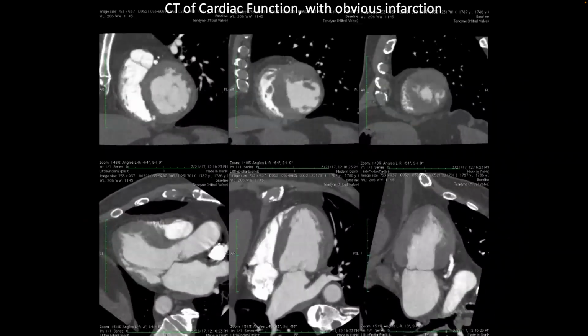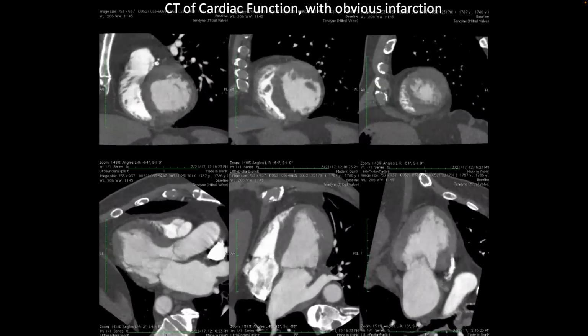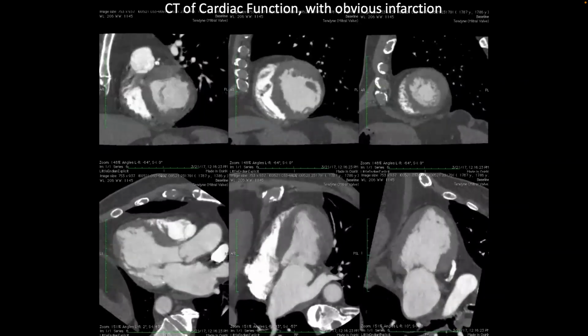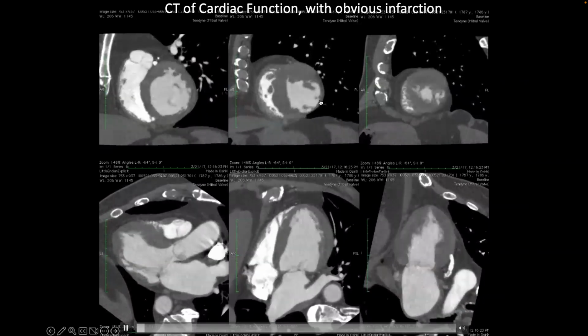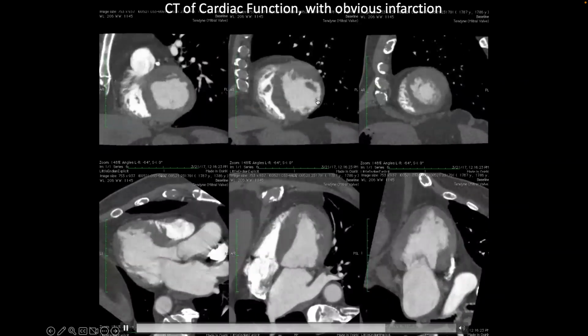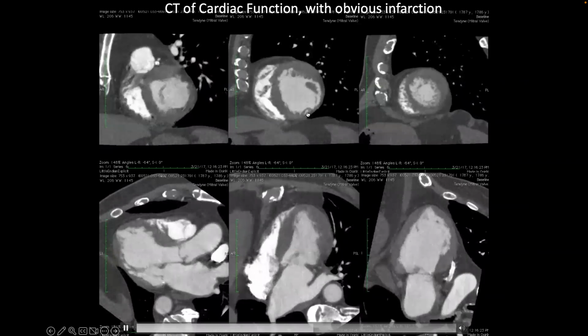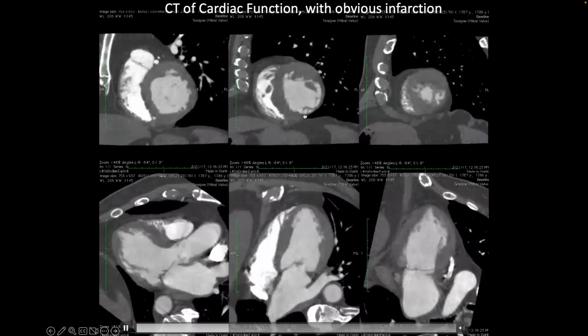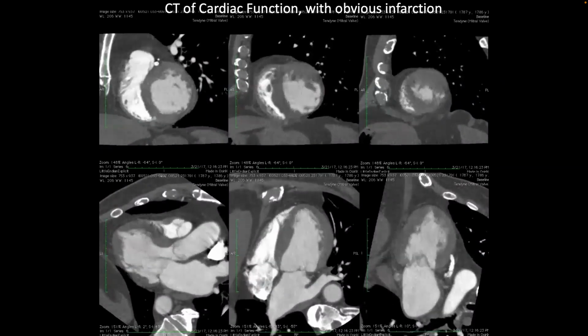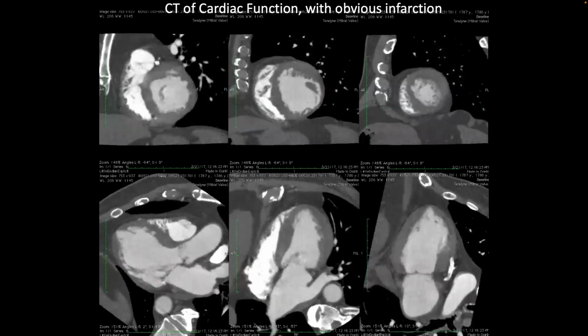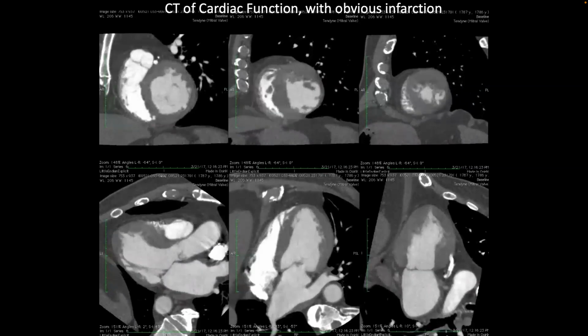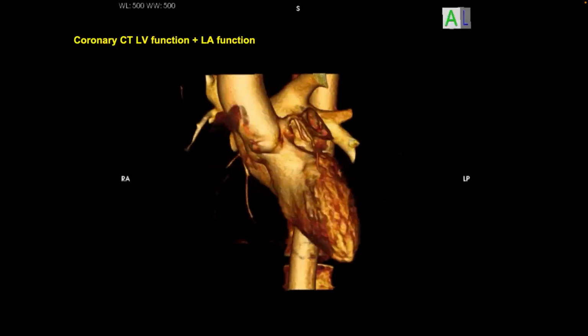Now here's a patient that is fairly obvious, right? You don't need to be a rocket scientist to read this one and say, something's wrong here, right? Because I've got a much thinner heart wall, even at end diastole, and it's not really contracting that well. Okay, so there you have an obvious infarction, right? This person has had a previous infarction.